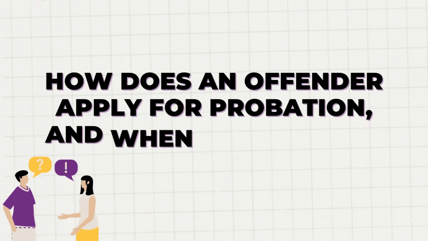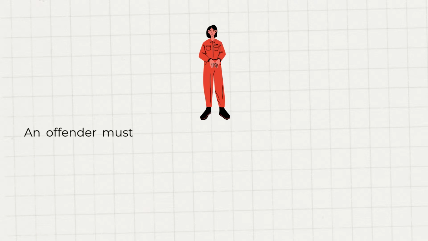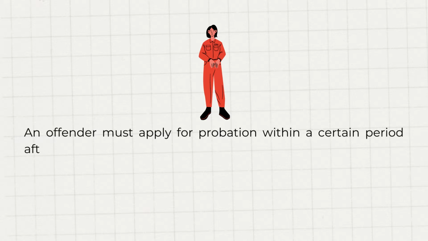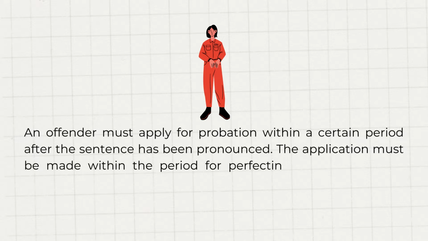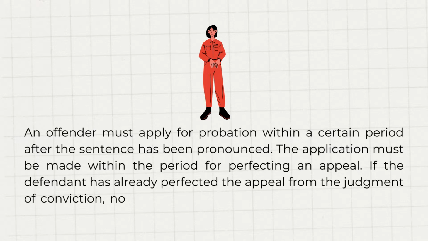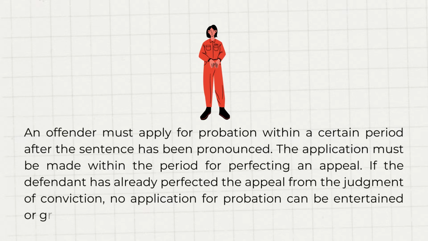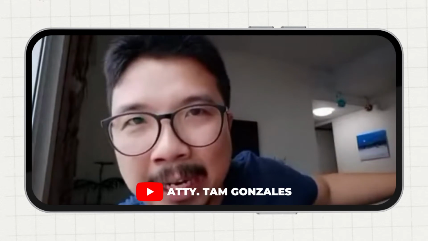How does an offender apply for probation, and when should they apply? An offender must apply for probation within a certain period after the sentence has been pronounced. The application must be made within the period for perfecting an appeal. If the defendant has already perfected the appeal from the judgment of conviction, no application for probation can be entertained or granted. Once na mag-apply ka na for probation, waive na yung right mo to appeal.